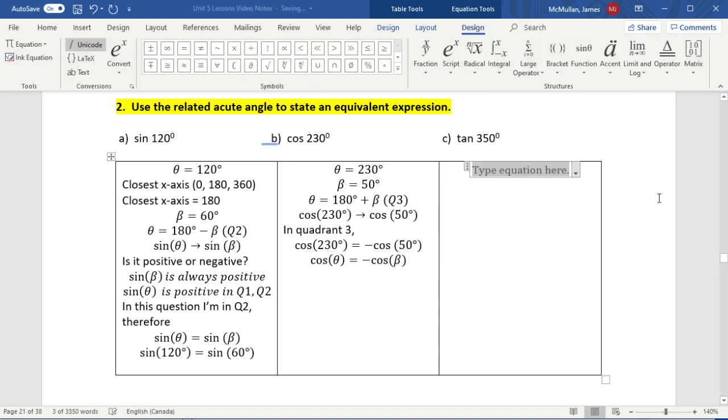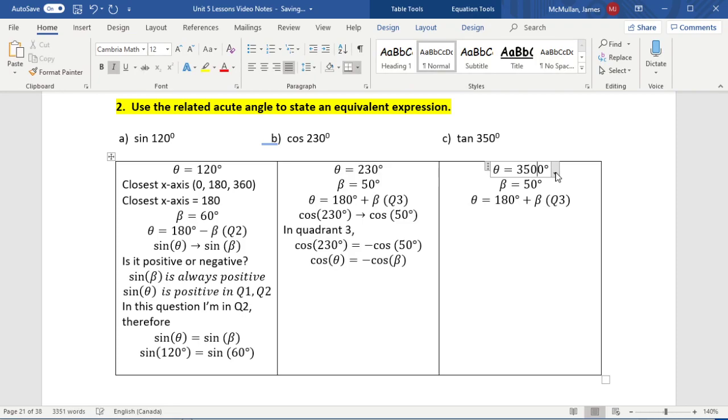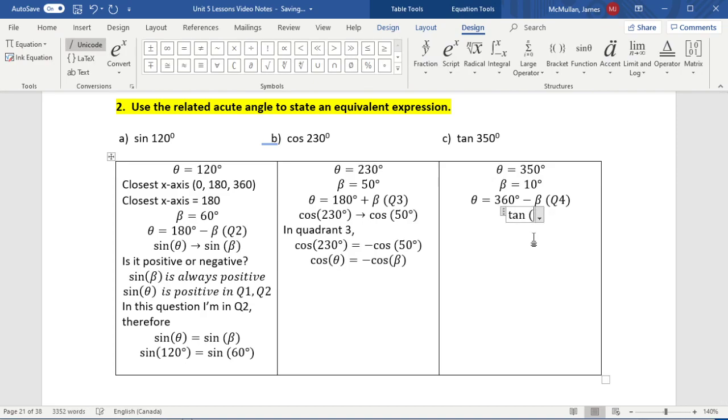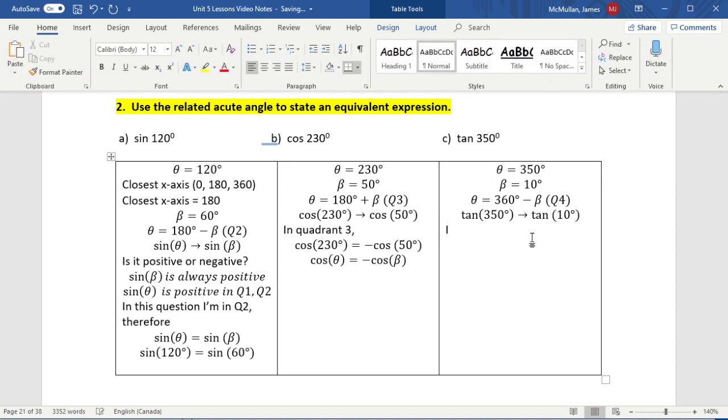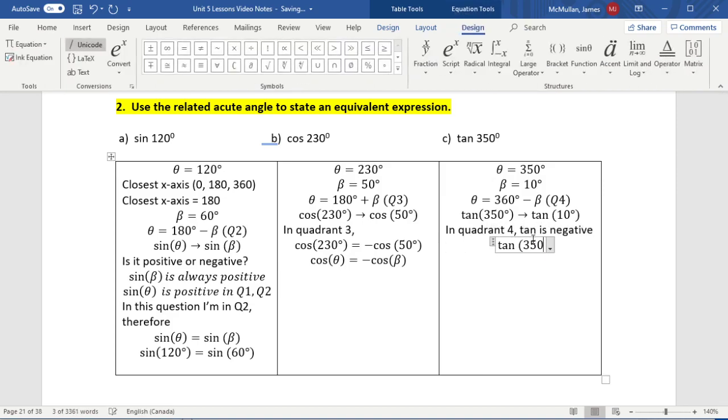Now in this one, again, let's use the same format. Theta is 350. Obviously, the closest x-axis is 360, and how did we get that? Theta equals 360 take away beta, and that's the formula in quadrant 4. Now, this tells me that tan of 350 is related to tan of 10. In quadrant 4, tan is negative. Therefore, tan of 350 is equal to negative tan of 10.